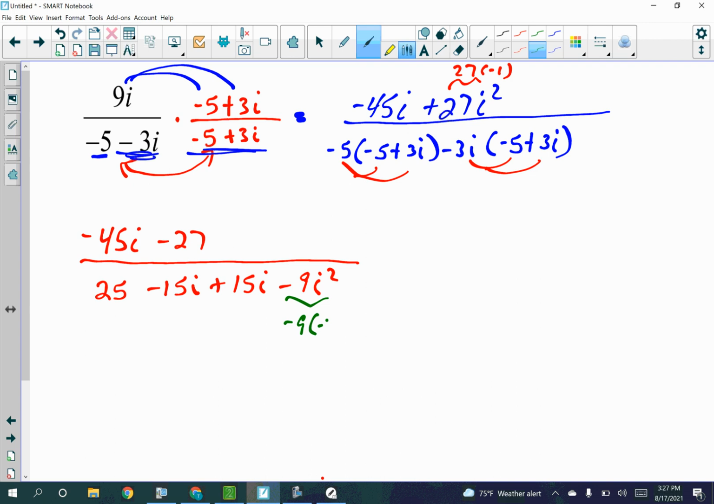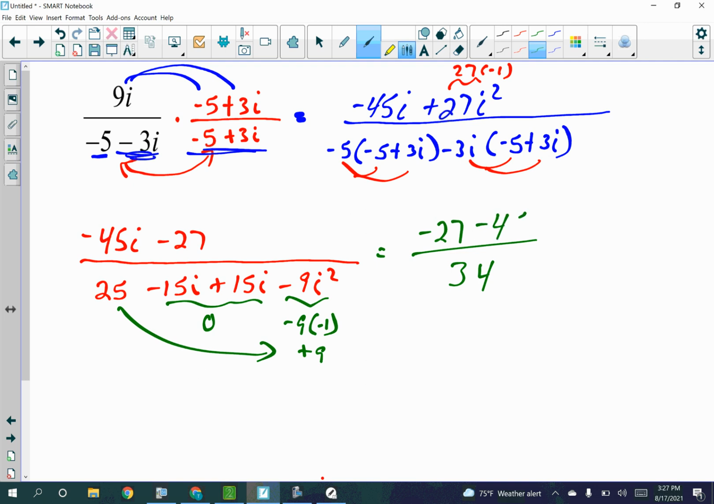All right, so let's clean this up. This is negative 9 times negative 1, which is plus 9. This all becomes 0. So I got 25 and 9. 25 and 9 will give me 34. And then I'm going to write it negative 27 minus 45i. At this point, I need to look at the trifecta, meaning the three numbers, to see if I can pull out a GCF. And from this, I see no GCF greater than 1. So we should be good.